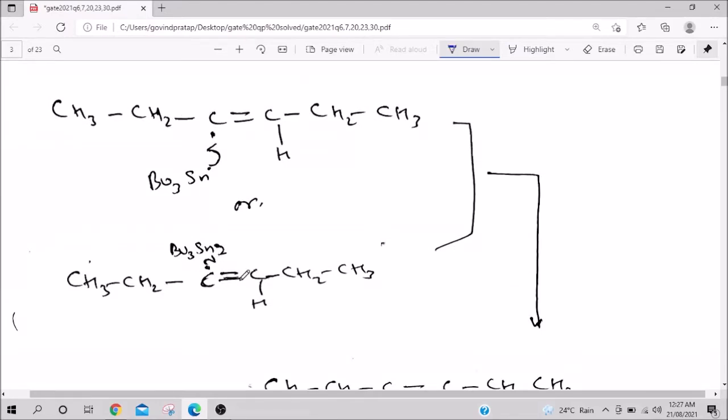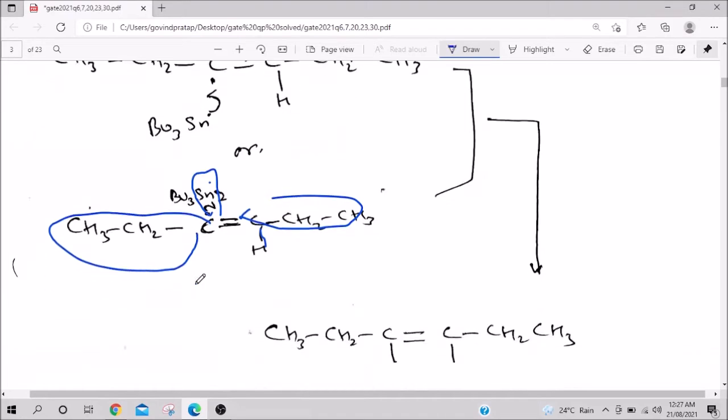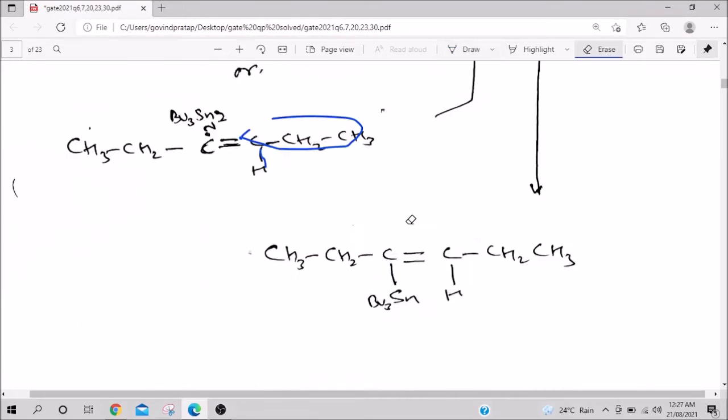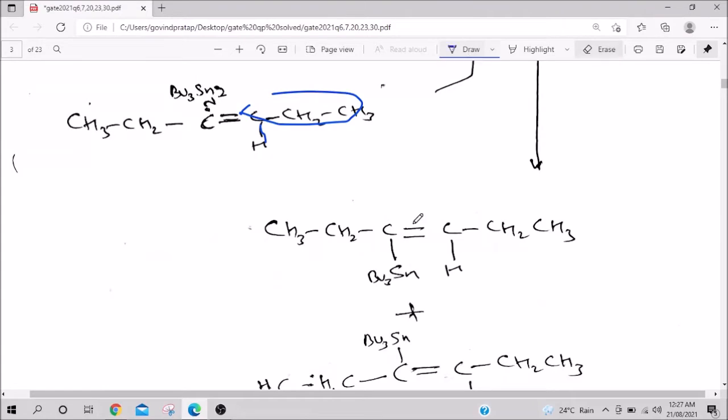Why? Because if you see here, hydrogen is away, and here Bu3SnH can go and attack, so that this bulky alkyl group and this bulky alkyl group are apart from each other. But whatever happens, whether it happens from this side or from the top, because both lobes of the radical are open, what you get at the end is only this.